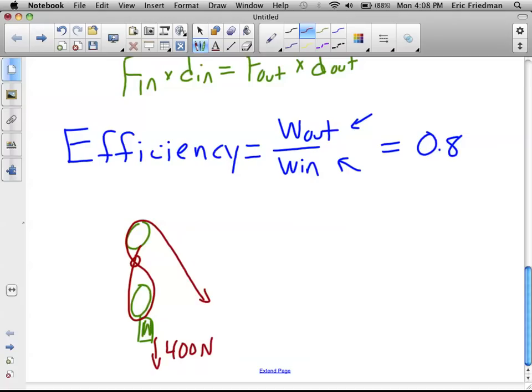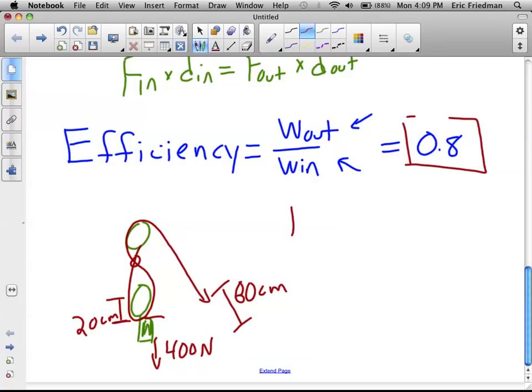Let's say that this thing here has a weight of 400 newtons, and you're going to lift this thing up by a distance of 20 centimeters. Once again, I'm just making up numbers here. Let's say that over here, you're going to pull this string a distance of 80 centimeters. All right? And let's say that the efficiency is 0.8.